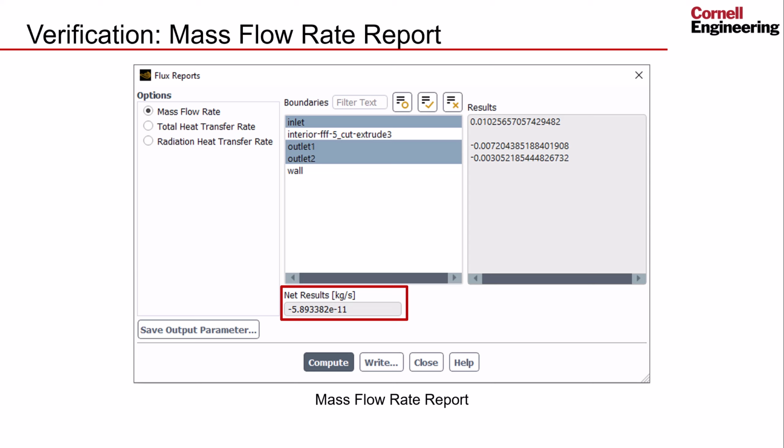Next, we can work to determine and reduce the numerical errors in our solution process. To start, we can again look at the mass flow rate report shown previously. As mentioned in the numerical results video, this net results value shows the difference between the calculated mass flow rate entering the artery and the mass flow rate leaving the artery. We can see that this value is extremely small. This is a good indication that our solution has converged and that the overall errors are small.